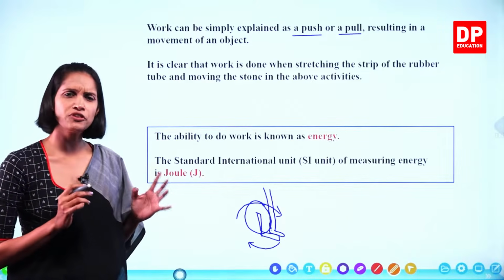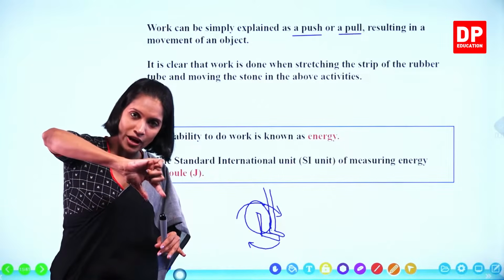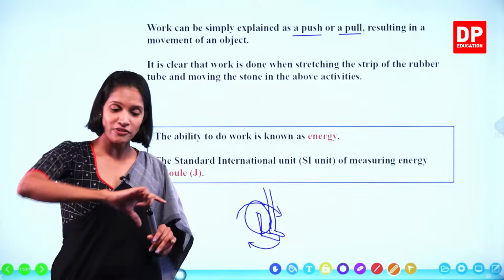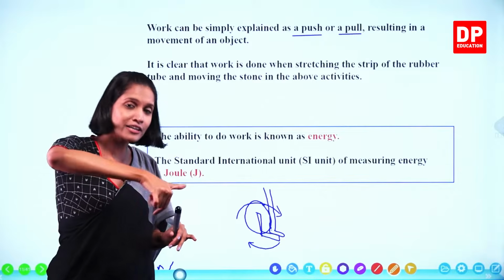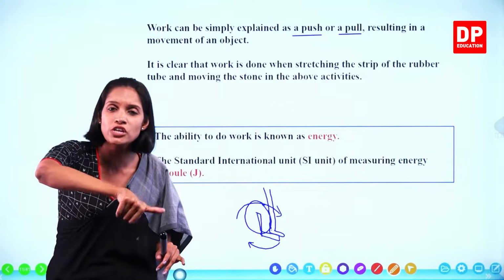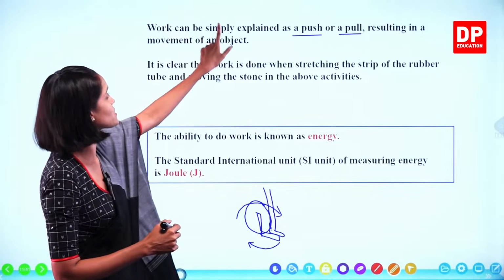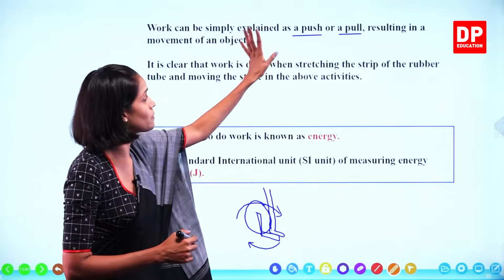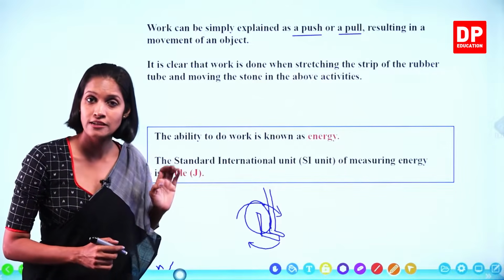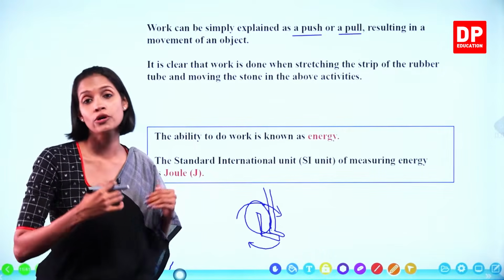Right, children? So if you think about it, when you consider opening a tap, from one side you have to push, from the other side you have to pull. So pushing and pulling. So doing work can be simply explained as a push or a pull, resulting in a movement of an object. Right? In order to move an object, we have to either push or pull.